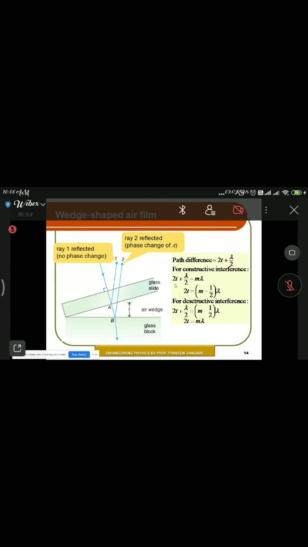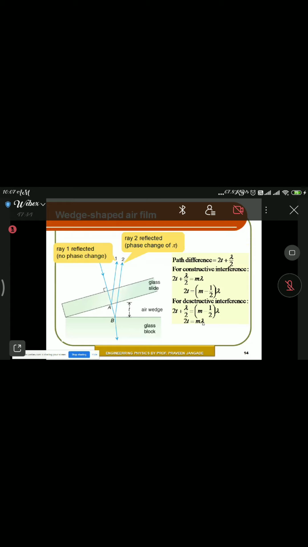So for constructive interference, 2t plus lambda by 2 equals m lambda. So it will come out to be 2t equals (m minus half) lambda. Or you can get the plus answer also, because if you consider 2t minus lambda by 2, you get (m plus 1 by 2) lambda. So these are the different conditions. If you complete this, your thickness comes out with lambda by 4 for constructive interference, and for destructive interference the thickness is t equals m lambda by 2. So that will be destructive.